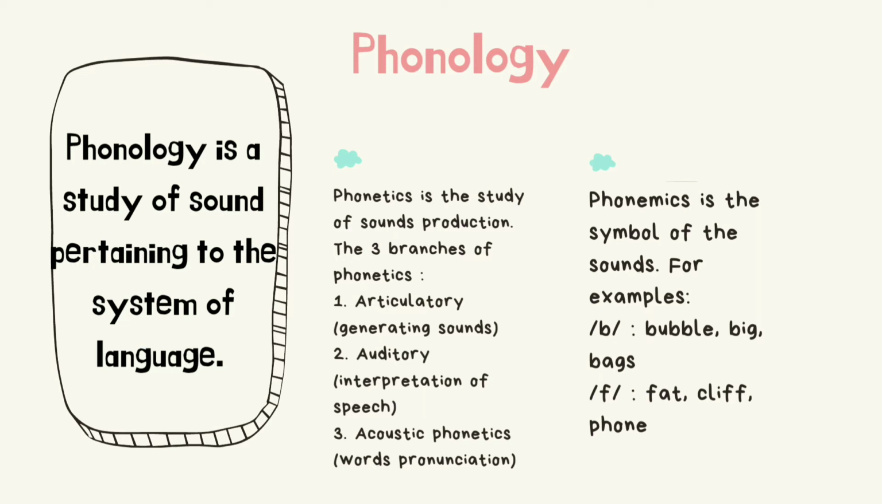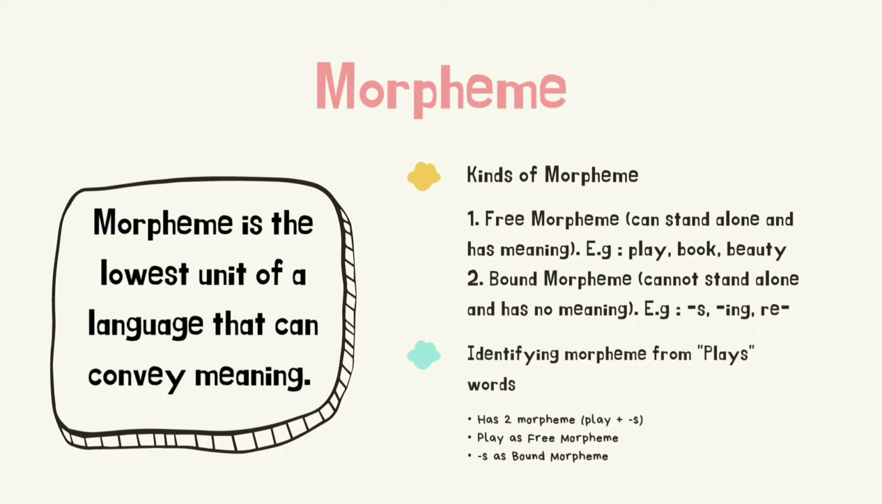While phonemics is a study about the symbols of the sounds. The next is morpheme. Morpheme is the lowest unit of a language that can convey meaning. A morpheme is indicated as one or more morphs or surface forms in different environments. The two kinds of morphemes are free morphemes and bound morphemes. A free morpheme is a word that can stand alone and has meaning, while a bound morpheme is a word that cannot stand alone and has no meaning, such as affixes.